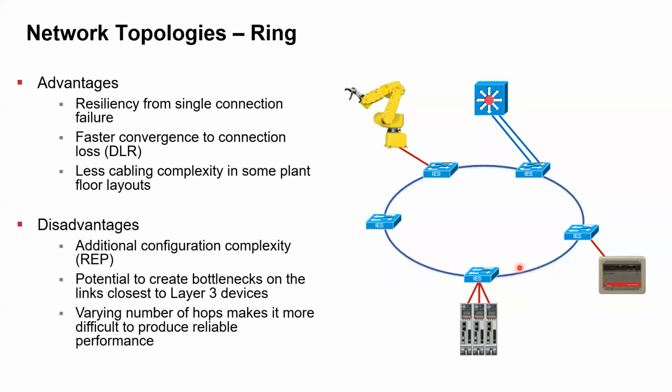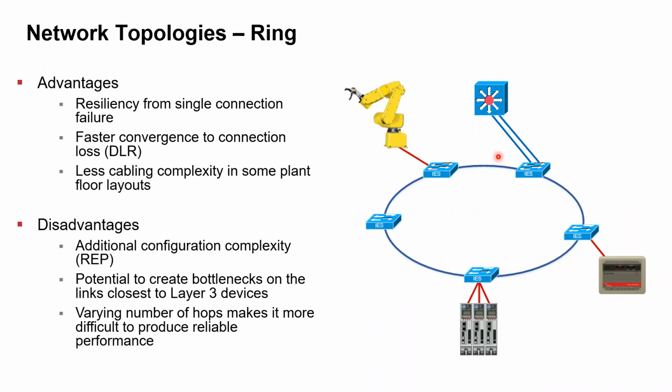Here, if we have a break between these two switches, the ring will self-heal, and this becomes like a flat linear topology at that point once one of those links gets broken. So typically here we're looking at DLR, device level ring, which Mike will talk about in a few. But we also have REP, Resilient Ethernet Protocol, which is a switch level protocol for ring. That's a Cisco switch level protocol.